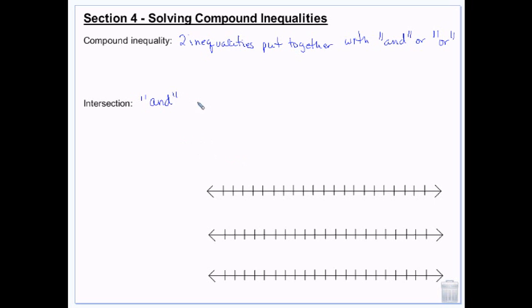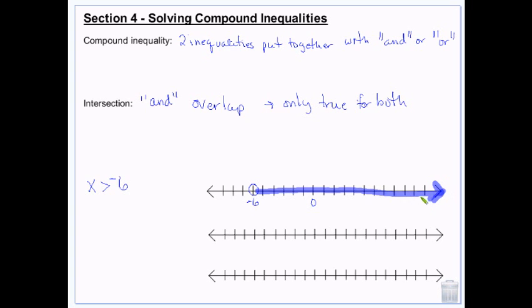Well, it has one solution, but it's a compound solution. It's an overlap. Okay, it's only true for both things. So here's what'll work. If I have x is greater than negative 6, okay, so here's 0, 1, 2, 3, 4, 5, 6. Negative 6. Sorry, negative 6. Okay. x is greater than negative 6. If I graph that, I'm going to have that open circle here. And I'm going to come along and I'm going to graph all of this. Okay. Good? So far?